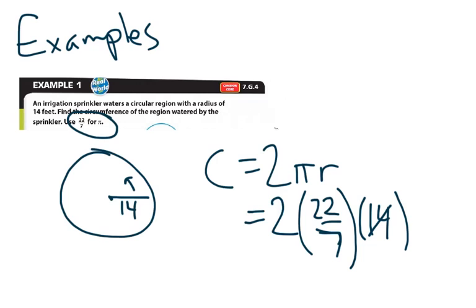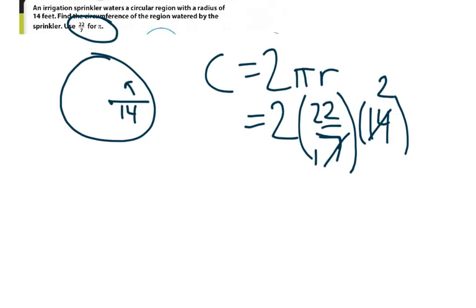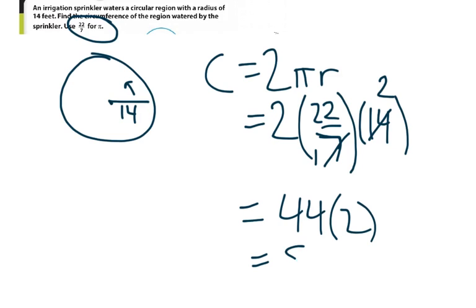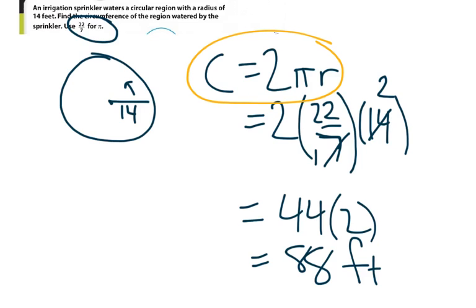And so let's see here. I can start simplifying. 14 and 7 become 2 and 1. And then I'm seeing a bunch of 2's here. We have 2 times 22 times 2, which is 44 times 2, which is 88. That circumference is 88 feet. So again, the way we go about this, start off with the formula, read the problem, plug in the numbers they tell you to plug in.